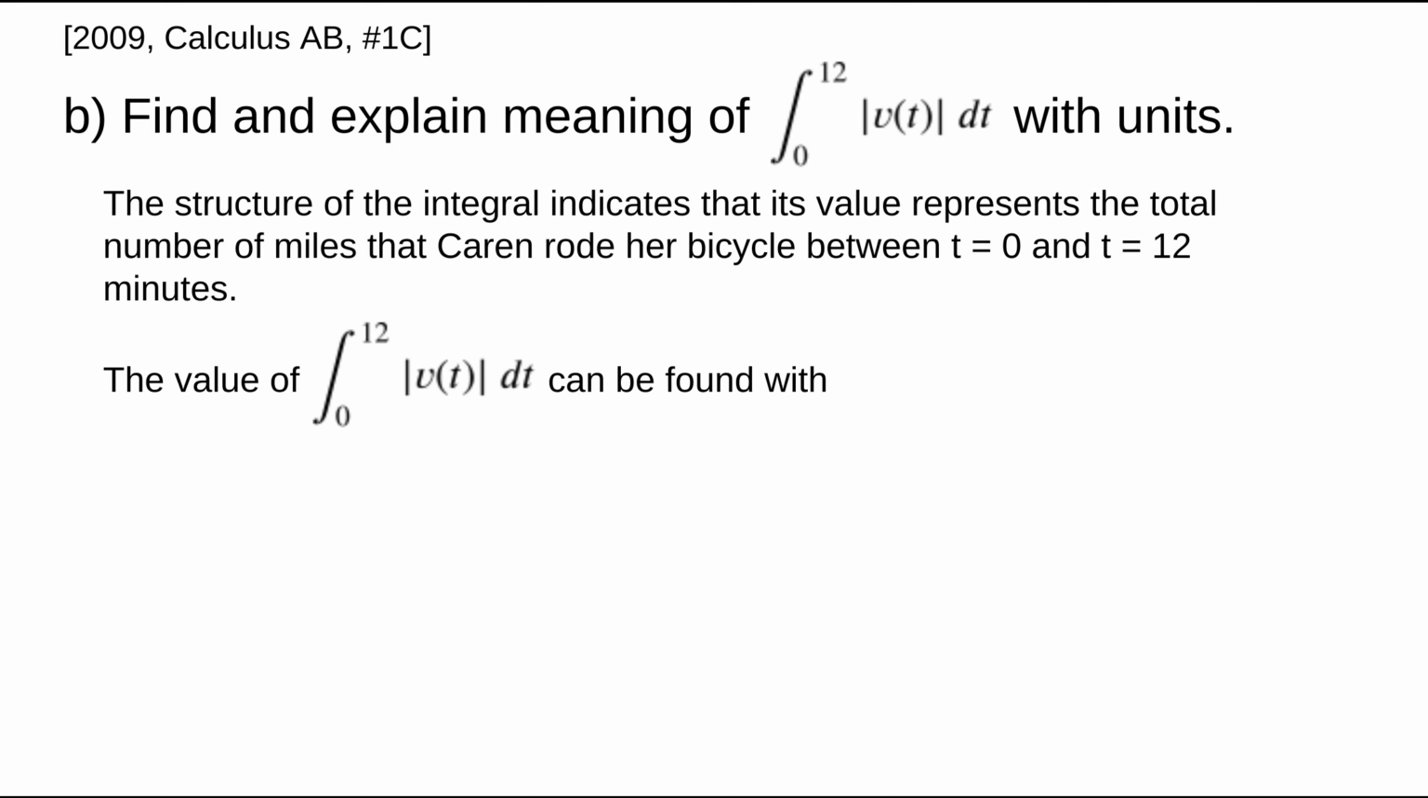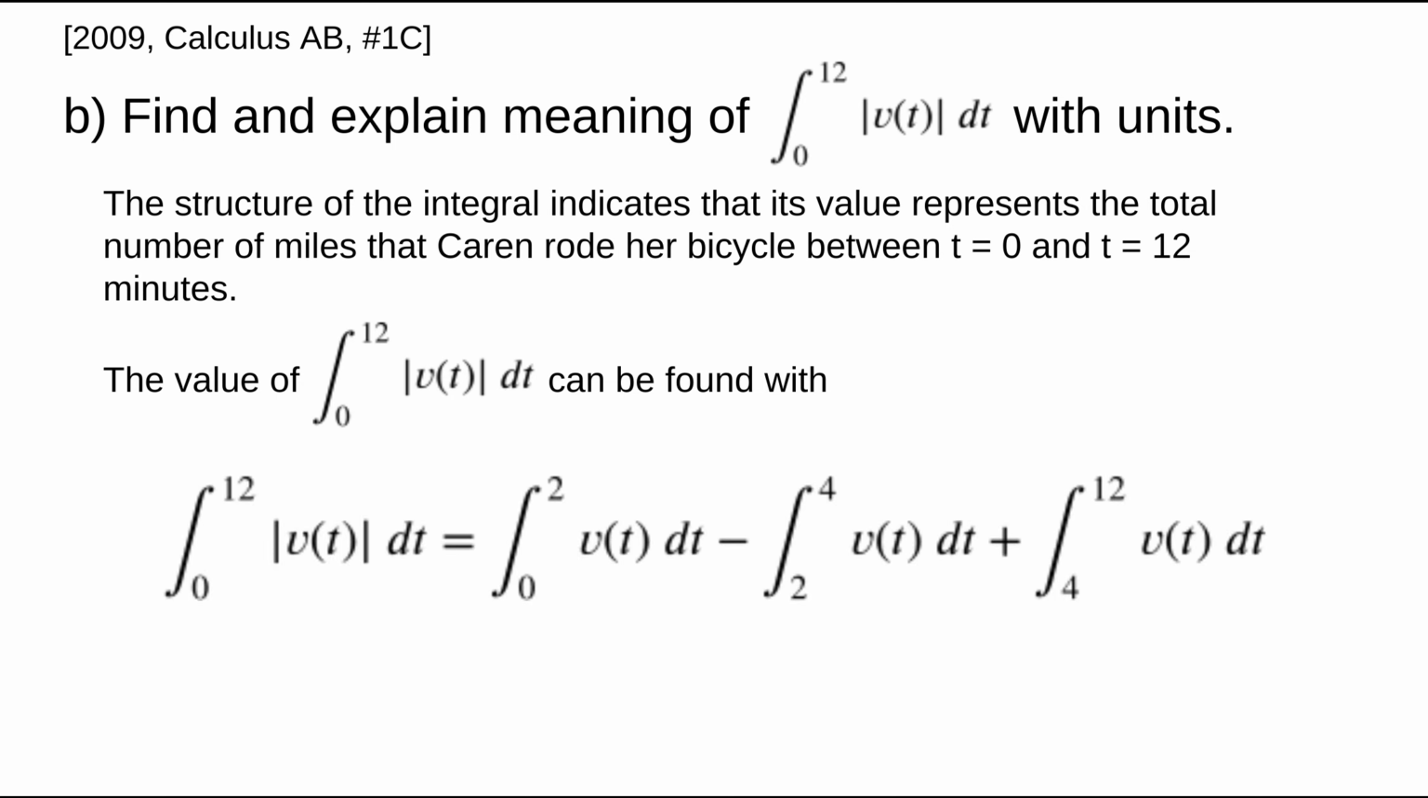To find this integral from 0 to 12 of the absolute value of v of t dt, it is just triangles and trapezoids and things like that, but the structure, because some of this graph is below the x-axis indicating negative values for velocity, the integral we want is going to be the integral from 0 to 2 of v of t dt minus the integral from 2 to 4 of v of t dt plus the integral from 4 to 12 of v of t dt. And the reason this middle integral is subtracted is this is the portion that is below the x-axis.